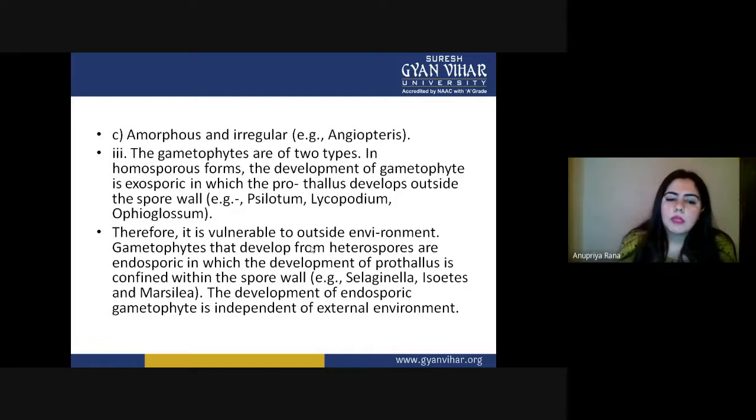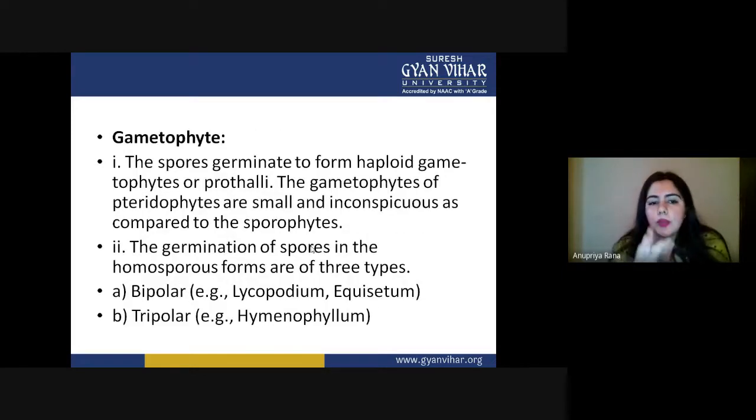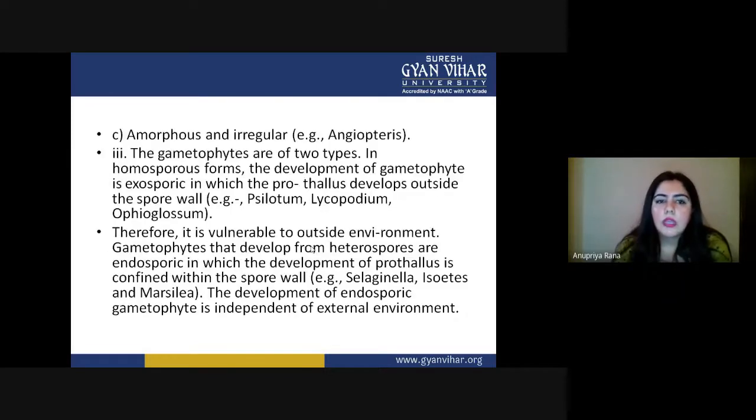So they can be of three types here, in the germination of the spore: bipolar, where two develop in two directions; tripolar, three directions; and irregular, any direction. The gametophytes are of two types. In homosporous forms, the development of the gametophyte is exosporic, in which the prothallus develops outside the spore wall.